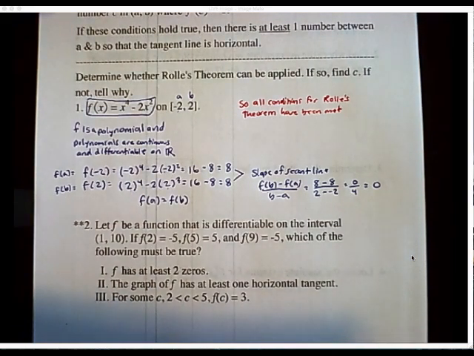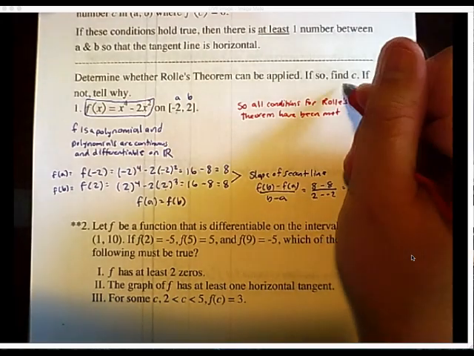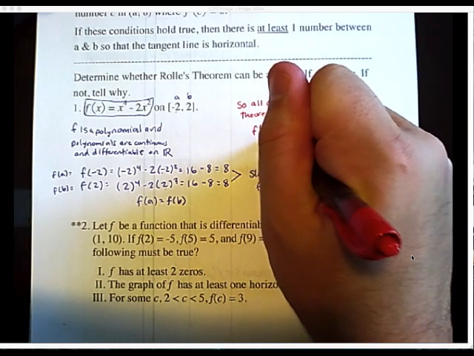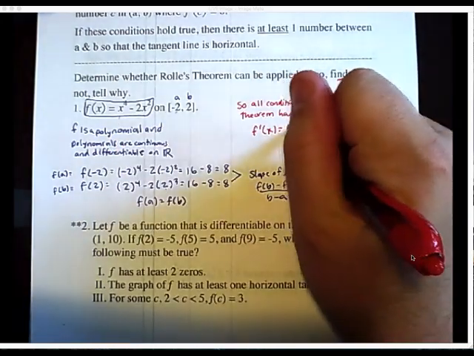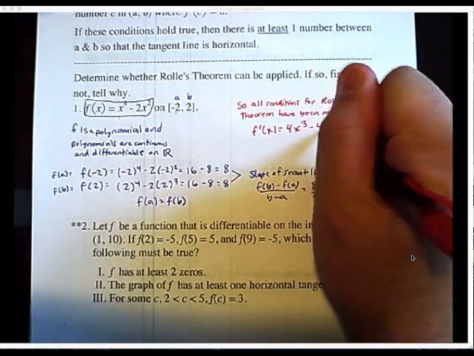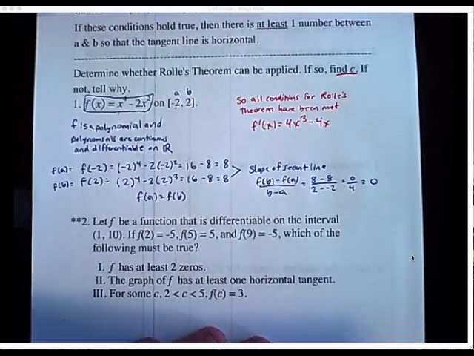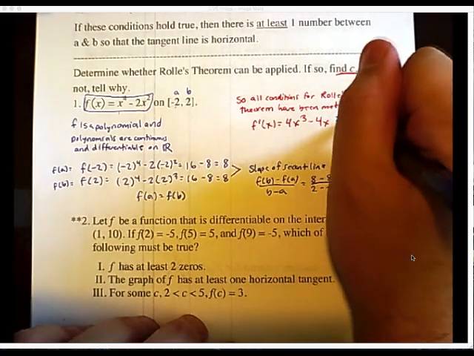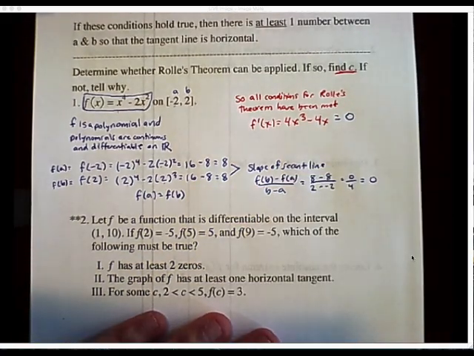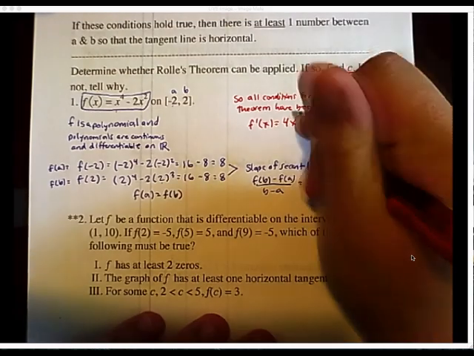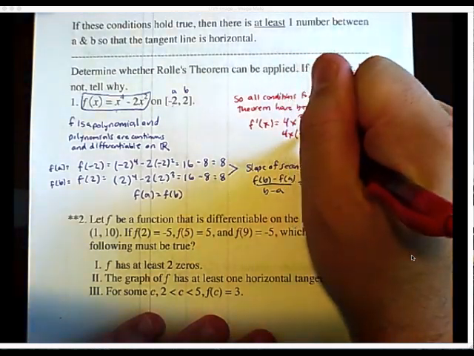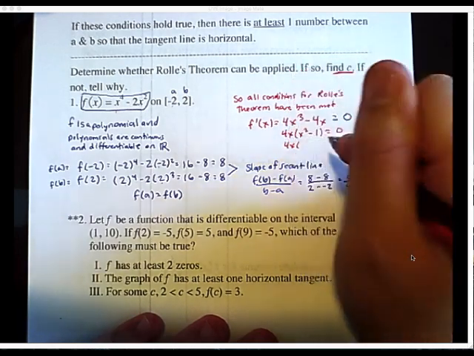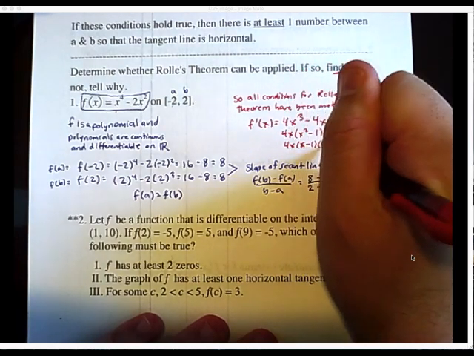So how am I going to figure out where that occurs? How am I going to find this value of c? Well, let's figure out what the derivative is, f prime of x. That would be 4x to the third minus 4x. So I have to set that equal to 0. If I do some factoring here, I can take out a 4x and I get x squared minus 1.